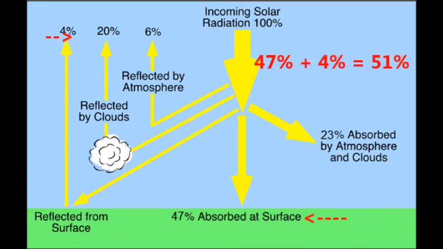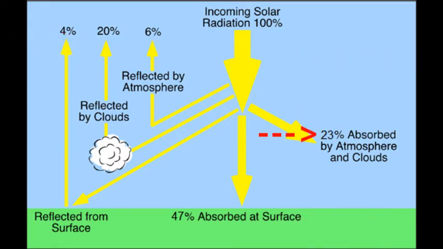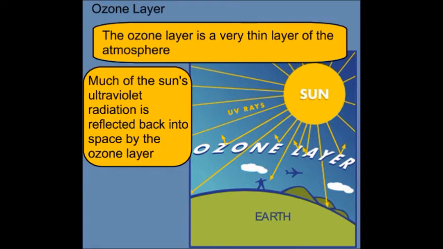So that's the 51%. 23% of it is absorbed into the atmosphere, into clouds. 26% is bounced off of the atmosphere into clouds. The ozone layer is a very thin layer of atmosphere, and it's part of the stratosphere. And it's so thin, it's about the thickness of a penny. And much of the sun's ultraviolet radiation is reflected back into space by the ozone layer. This is really significant because ultraviolet radiation from the sun contains a lot of energy in that wavelength, and that can be harmful to living things on Earth.